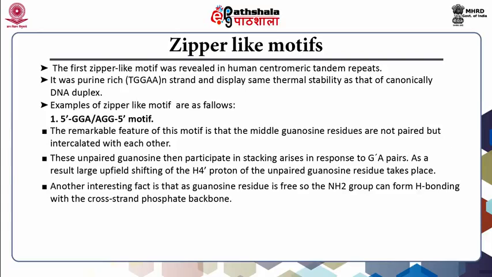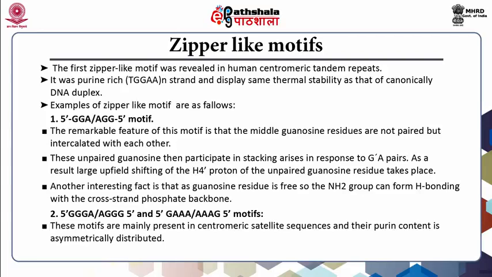The second type of zipper motif is the 5' GGGA and 5' triple G, and then 5' triple A and AAG 5' motif. These motifs are mainly present in centromeric satellite sequences and their purine content is asymmetrically distributed. These kinds of motifs come into existence when one strand is rich in purine.